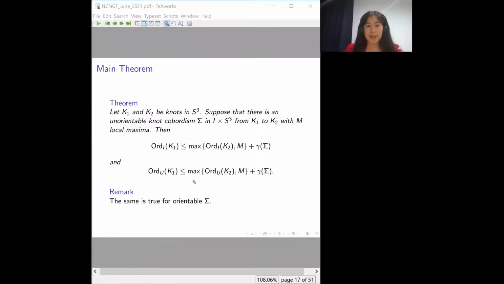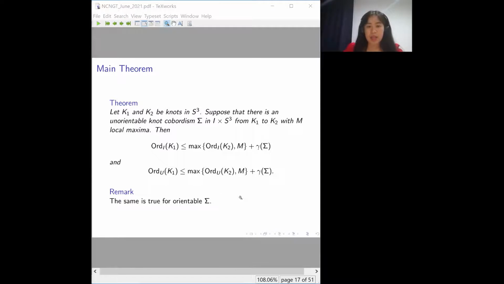Now let me tell you about Marco's and my main result, which is analogous to the main theorem of Juhász, Miller, and Zemke's paper. So the theorem says that if you have two knots K1 and K2 in S^3, and there's a non-orientable knot cobordism Σ in I × S^3 going from K1 to K2, and this cobordism has M local maxima, then for both HFK′ and I^♯, the torsion order of K1 is bounded above by the maximum of the torsion order of K2 and M plus the non-orientable genus of the cobordism.